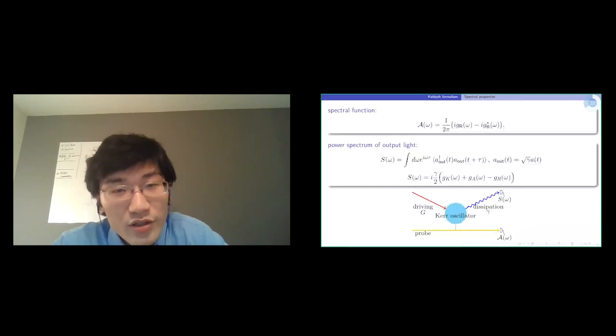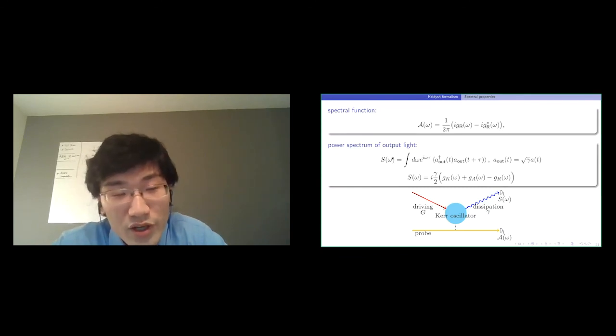Another thing is some spectral properties of the system. You can look at this diagram here. For example, we can send a very weak signal to probe the system. Then we can measure the absorption probabilities for some frequency of the probe. This will give us the spectral function. It can be written down as basically the real part of i times GR.